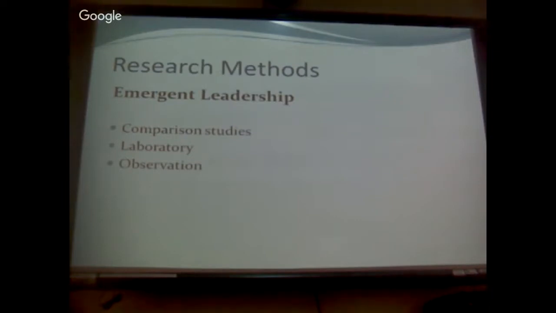The different types of studies that we would have. Comparison studies. A lot of these studies focused on looking at people who were leaders or managers and then comparing them to people who weren't leaders or managers.